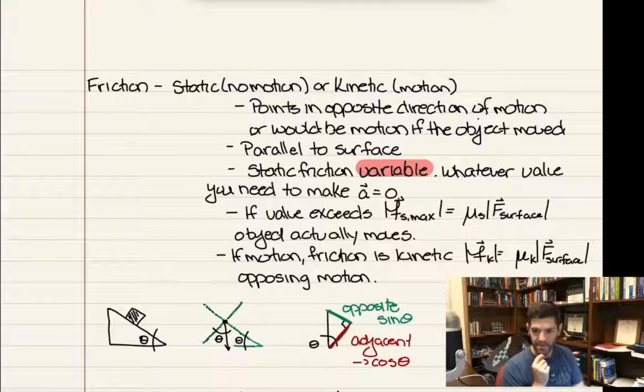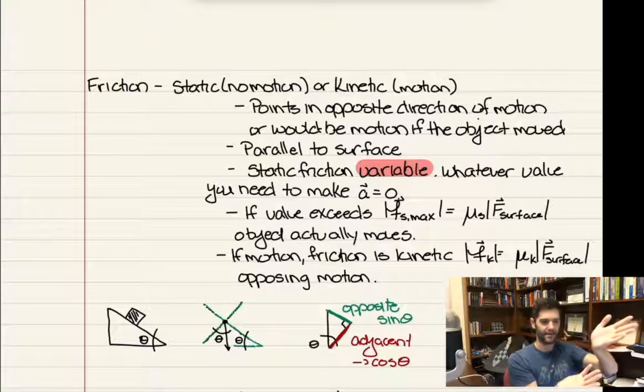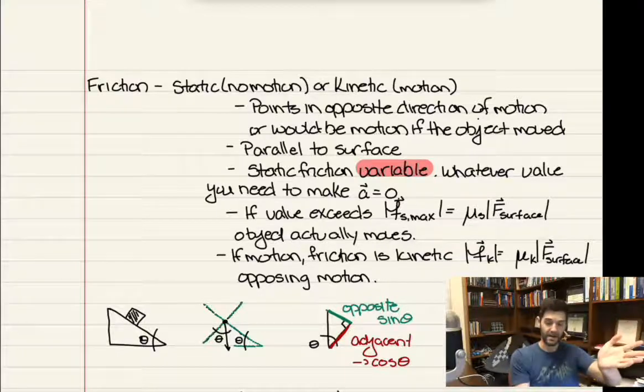Friction always points in the opposite direction of motion, if there is motion, or what the motion would be if the object were to start moving. So in the case of static friction, if you have an object on a ramp and the ramp has some incline, the object wants to move down the ramp from gravity, but friction is stopping it. It's opposing the want to be motion, which is why friction then points up the ramp in that case.